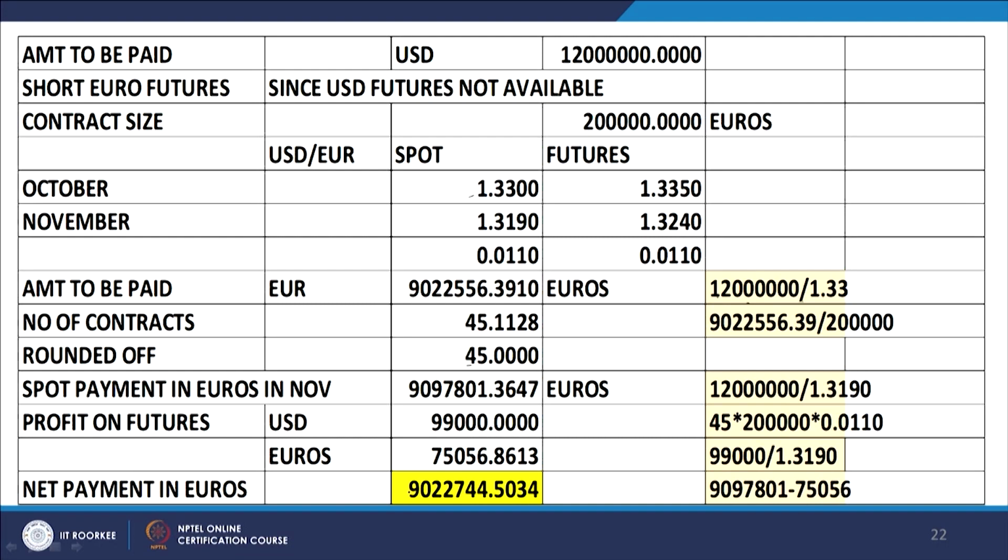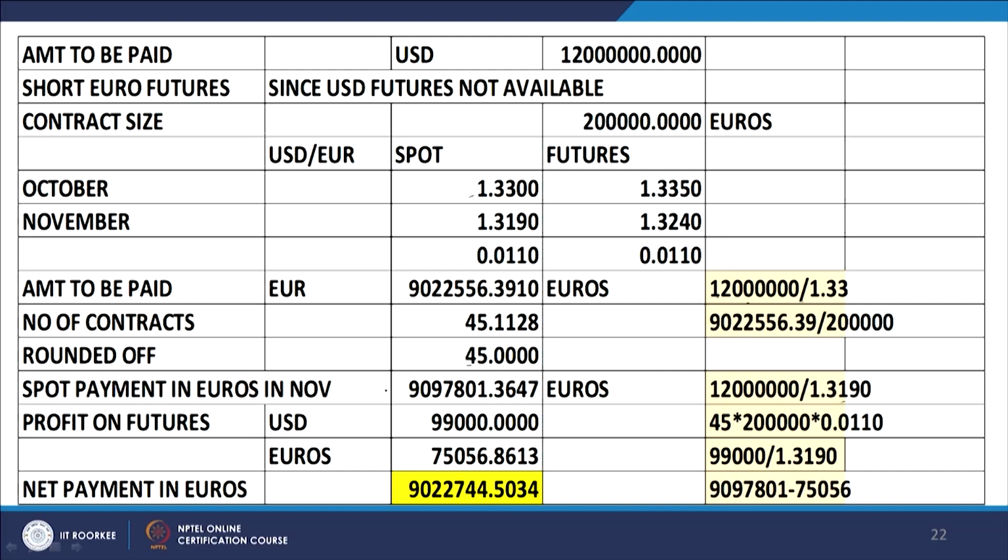Now, we look at how the situation evolves in November. When he makes the payment in euros, how much payment does he make? He has to make a payment of this amount, and the spot rate in November is 1.3190. So, his payment is this amount divided by 1.3190, which is the spot rate in November. This is the actual payment when he purchases from the market and gives to the US supplier.